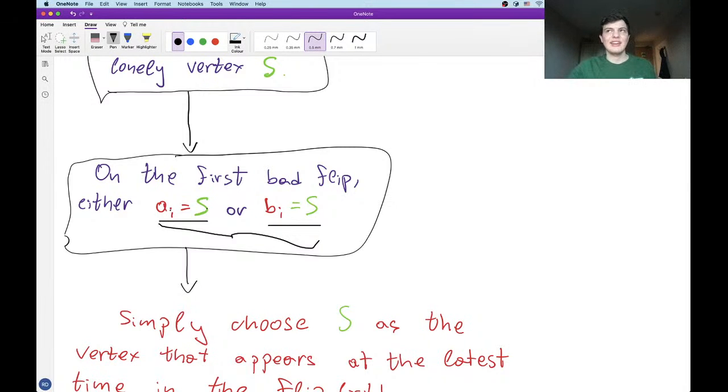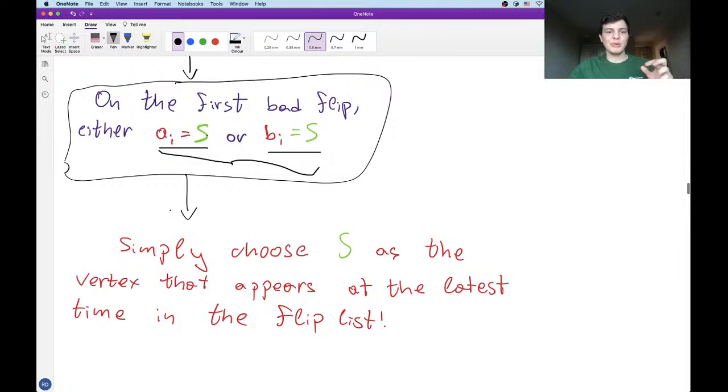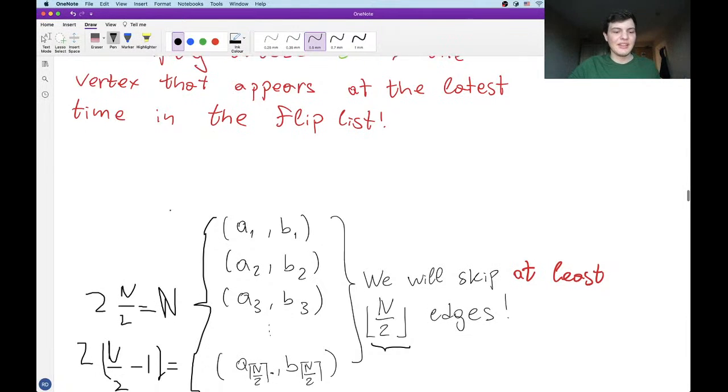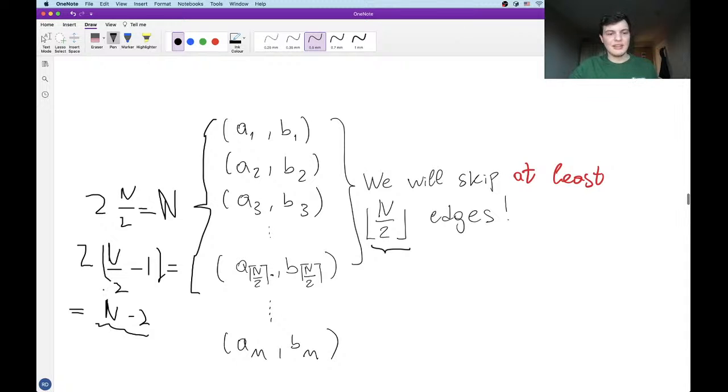And in a way, if we just block the AIs until we can't really choose an S, we'll get a pretty good solution, because we just ignore some prefix. You can notice that the prefix of length n over 2 minus 1 will contain n minus 2 vertices. So by the pigeonhole principle, you'll definitely have at least one vertex, because that's less than n. You'll have at least one vertex that's available for S.